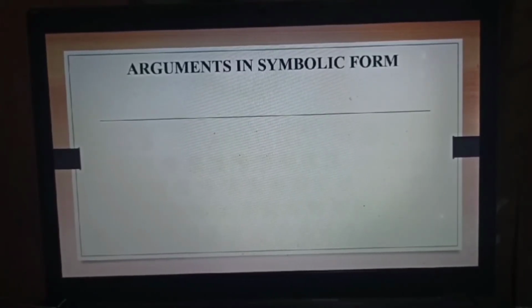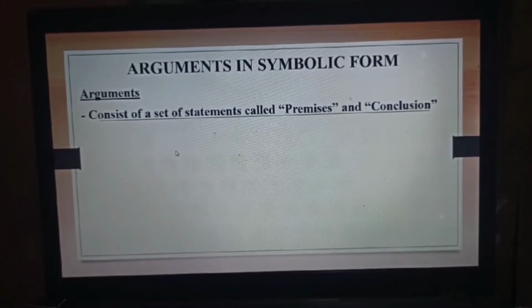And ito yung mga arguments in symbolic form. Number 1, consists of a set of statements called premises and conclusion. So, take note, ang ilalagay dito ay premises, that is the plural of the word premise.